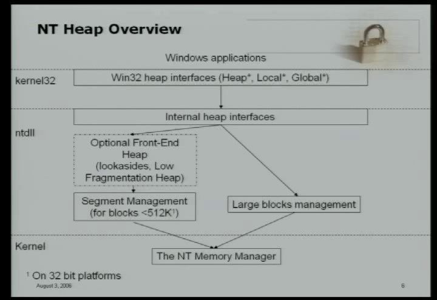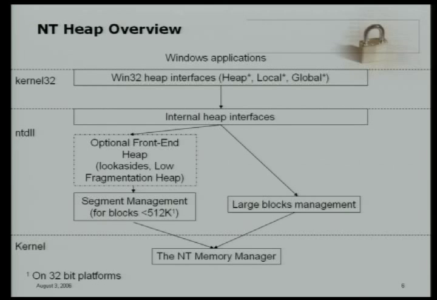So here is a broad overview of where the heap code lies. At the top is a very thin layer of heap wrapper functions that are exposed to applications in kernel32 DLL. Here you can find functions such as HeapAlloc, HeapFree, HeapReAlloc, all these Heap* functions, as well as GlobalAlloc, GlobalFree, LocalAlloc, LocalFree, and so on. That stuff is really boring from a security perspective. It's just a thin layer, right?